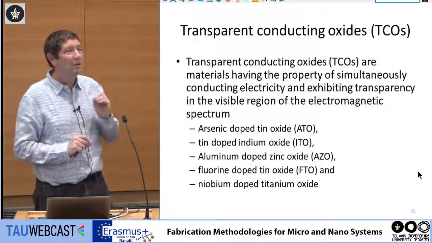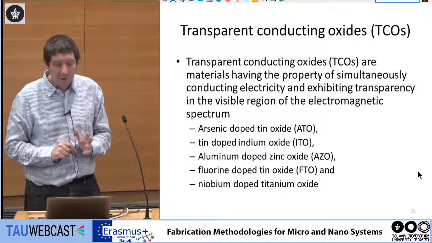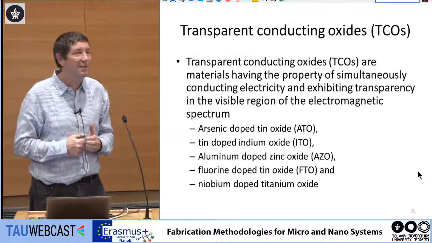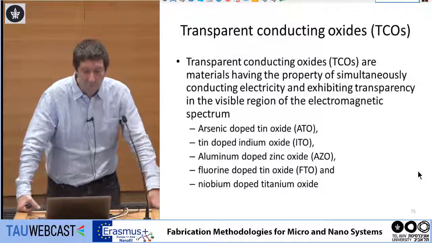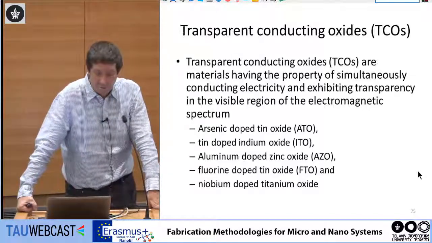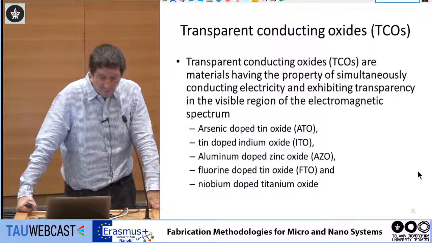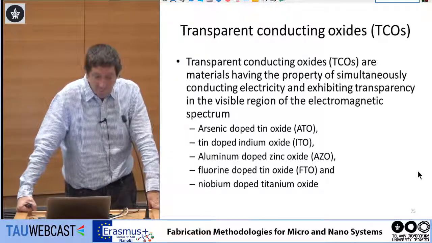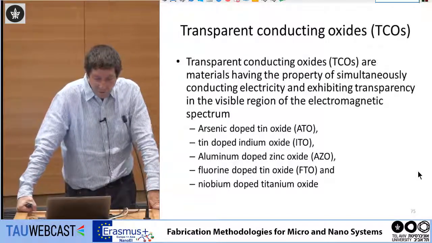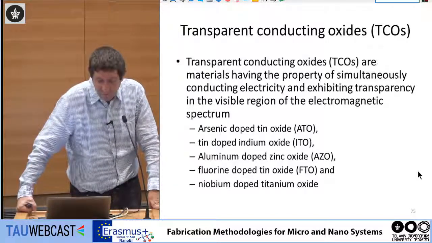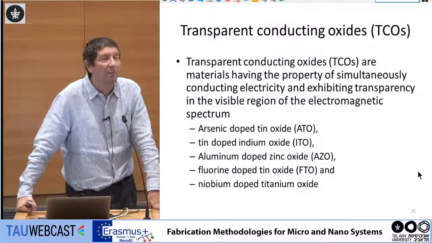How to make transparent material which is conducting. There are practically a few best solutions today. One of them is to use transparent conducting oxides, like arsenic-doped tin oxide, ATO, tin-doped indium oxide, ITO, aluminum-doped zinc oxide, AZO, fluorine-doped tin oxide, FTO, and niobium-doped titanium oxide. I would say the most common today is ITO, but it's a big problem.